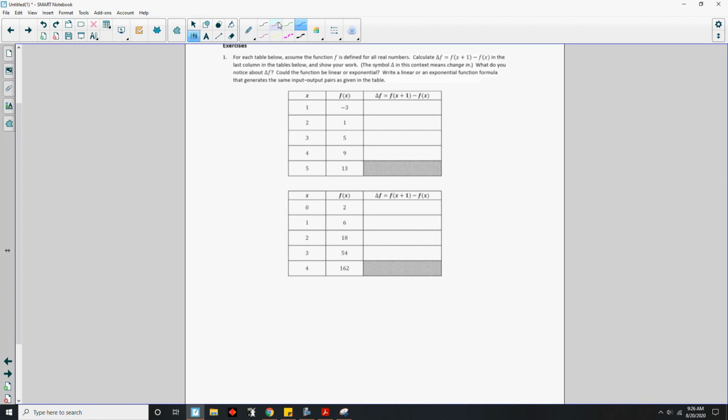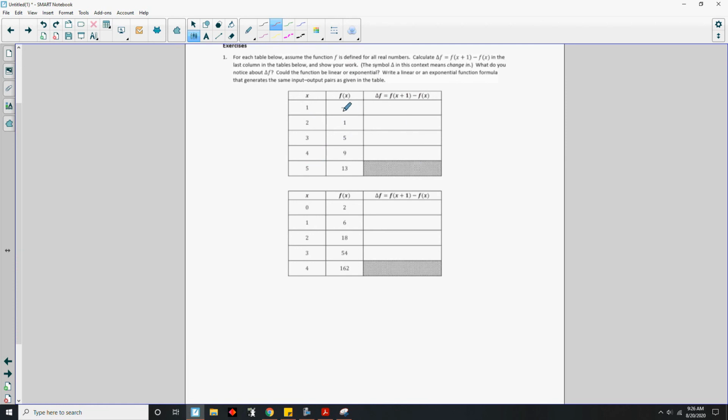Let's get back to what we're doing now. Okay, so it says, what do you notice about delta f? Could the function be linear or exponential? Write a linear or exponential function formula that generates the same input-output pairs as given in the table. So we're given 1, negative 3, 2, 1, 3, 5, 4, 9, 5, 13.